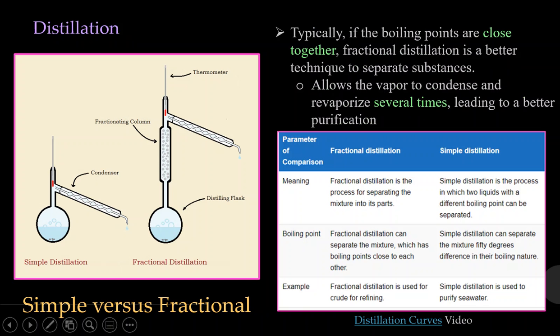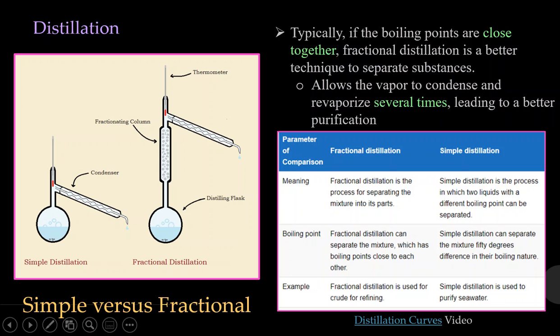Now there's simple versus fractional distillation. Like I said, I showed you the apparatus for simple, where it just went straight up and into the condenser. But fractional distillation is the one they use more, I'd say, in industry, because in a lot of cases when you're separating large mixtures, the boiling points are going to be closer together. And if you send it through simple distillation, in all likelihood you're not going to get as pure a substance coming out the other end.